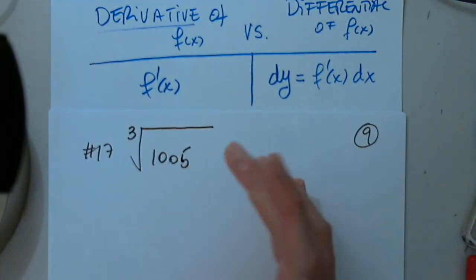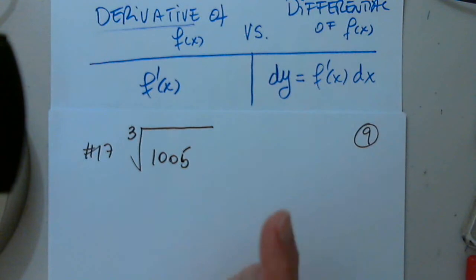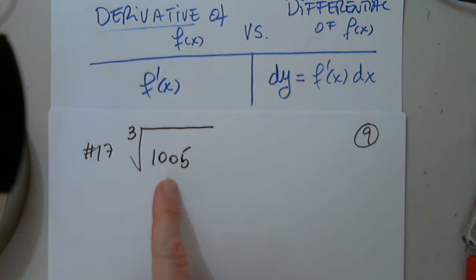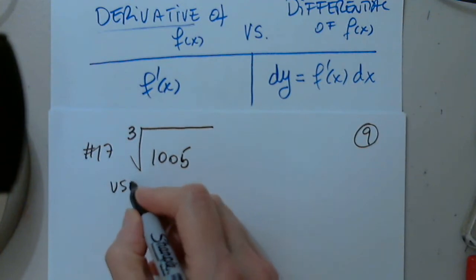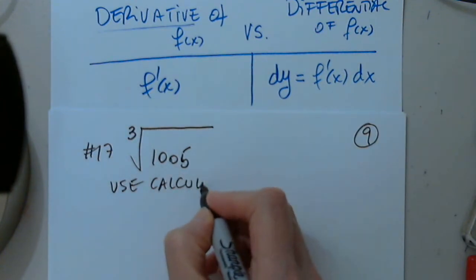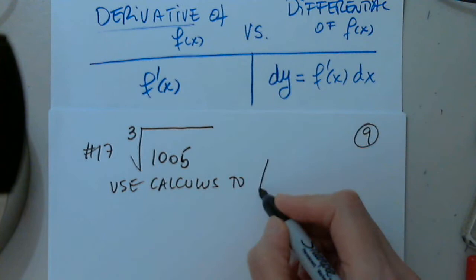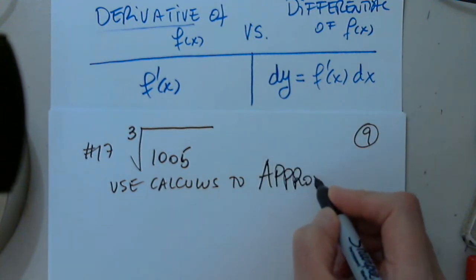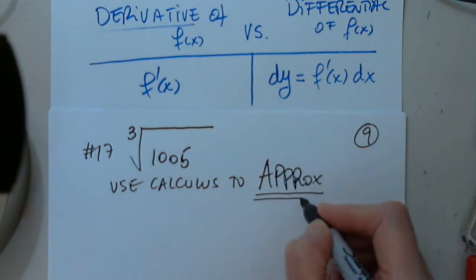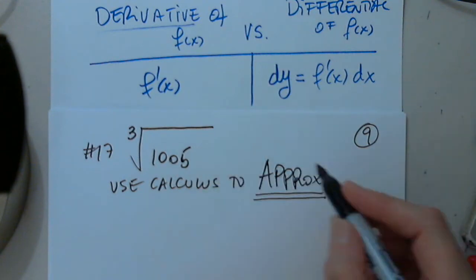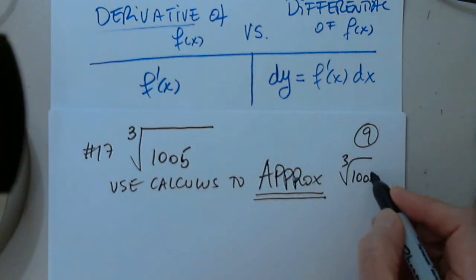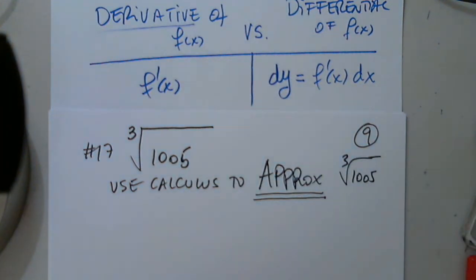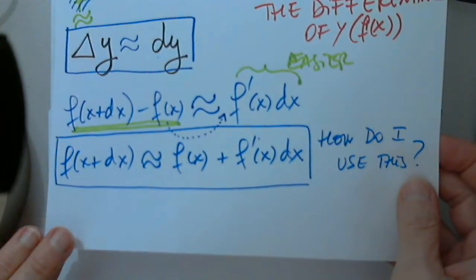And you can say, what are you trying to do? I am trying to use calculus. Basically, that's the question: use calculus to approximate. I emphasize approximate. The cube root of 1005. And you could say, what is this? And then I'll say, it's this.